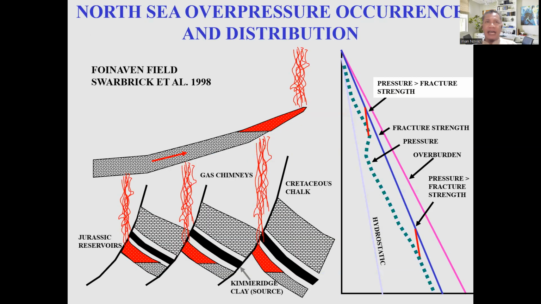So moving to the next slide, the occurrence and distribution of overpressure taken in the North Sea region, specifically Cretaceous and Jurassic reservoirs, as well as the role of chalk and clay as a source of the overpressure.